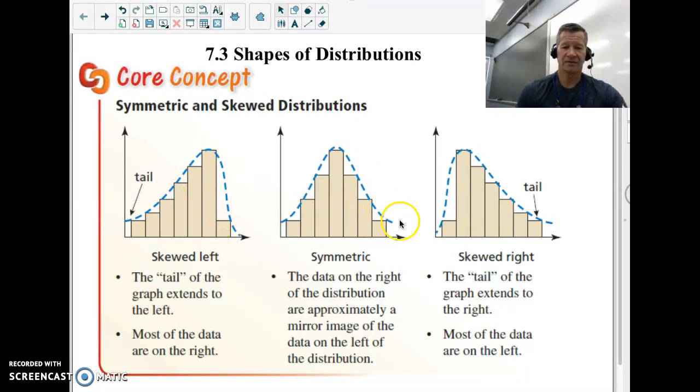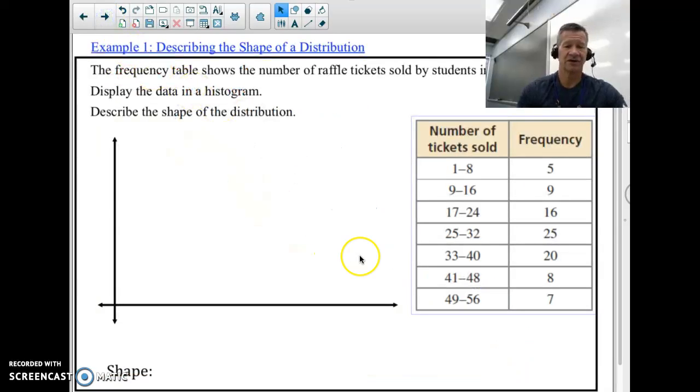Now here, on each side, most of the data is in the center, and the tails on each side are kind of equal. So we call that symmetric. And if the tail goes to the right, with more of the data being on the left side, and then it skews off to the right, we call that skewed right. So wherever the tail is, that's the way it's skewed. If there is no tail, and the data is mostly built up in the middle, we call that symmetric.